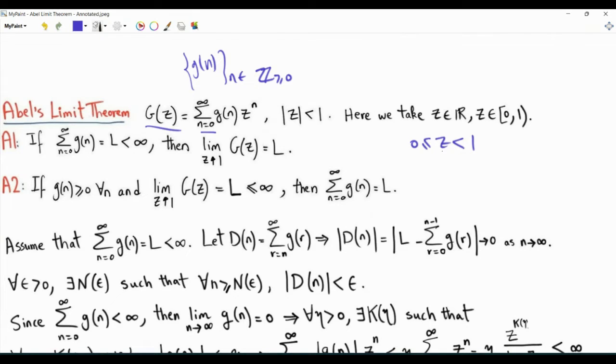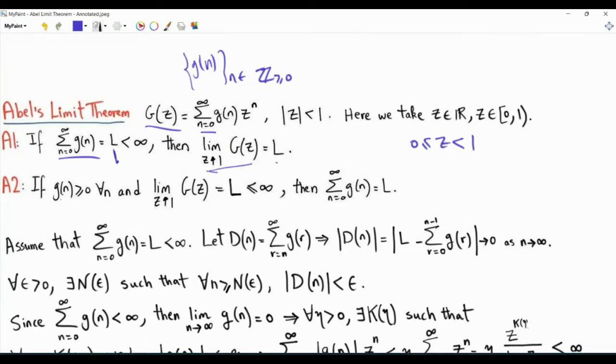We have two parts. In the first part, if this summation of g of n is a finite number L, then if we take the limit of the generating function g of z as z approaches 1 from the left, then this limit is exactly equal to L.